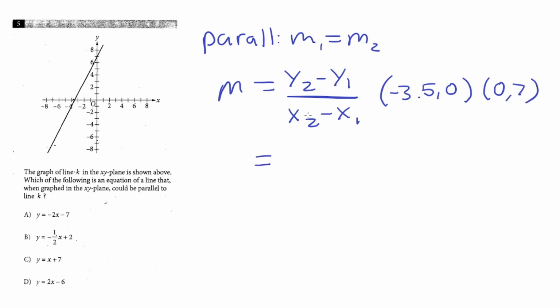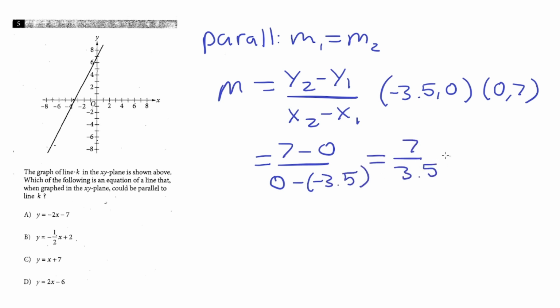Now we'll just plug this into the equation, and we'll get the slope. So it's 7 minus 0 over 0 minus negative 3.5. This leaves us with 7 over 3.5, or 2. So the line that's parallel to this graph would have a slope of 2. And of the answer choices, only D has a slope of 2. So D would be the correct answer.